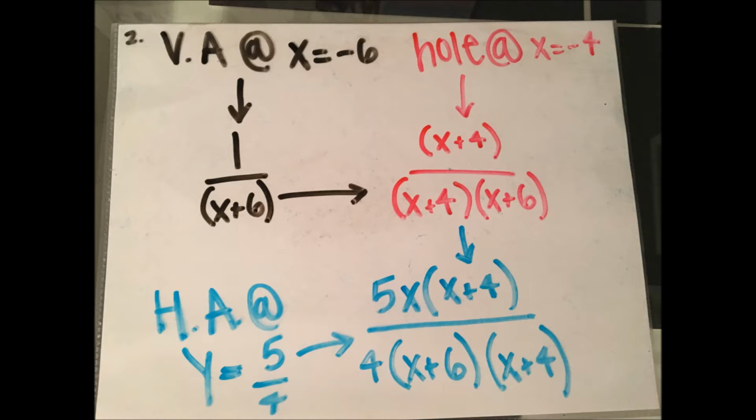So that's why on the top I added a 5x to create a 5x squared on the top, and then I added a 4 on the bottom, because then when you factor everything out, you would get a 4x squared on the bottom, and that way you can divide 5 by 4 to get your horizontal asymptote at 5/4.